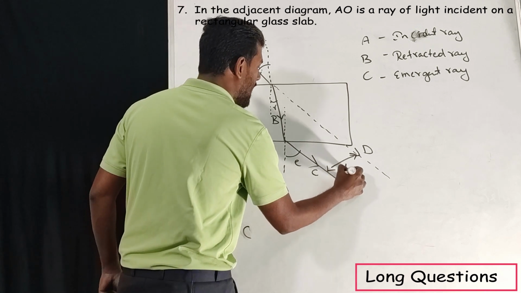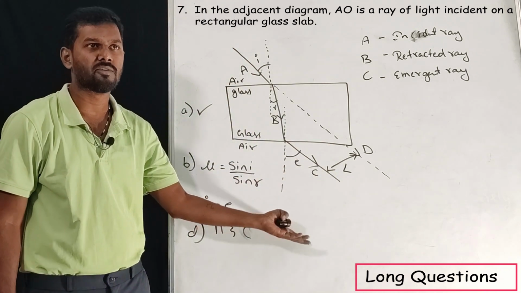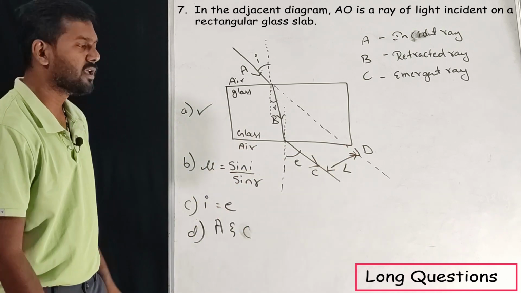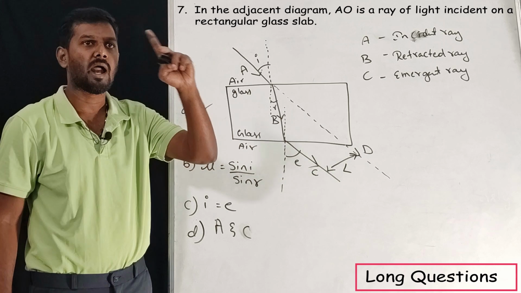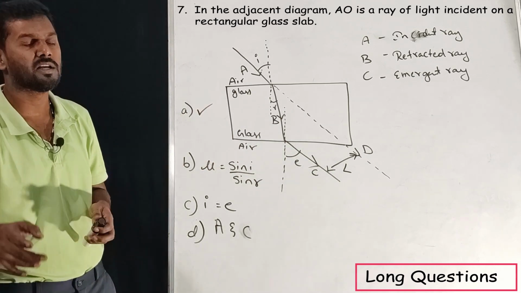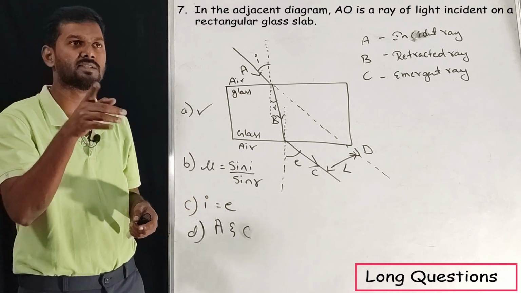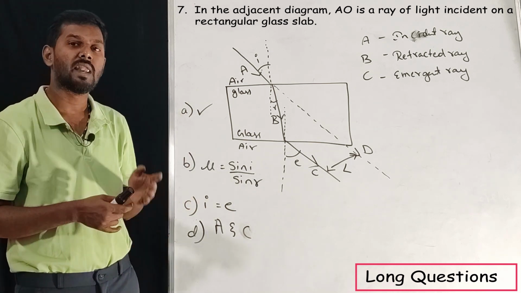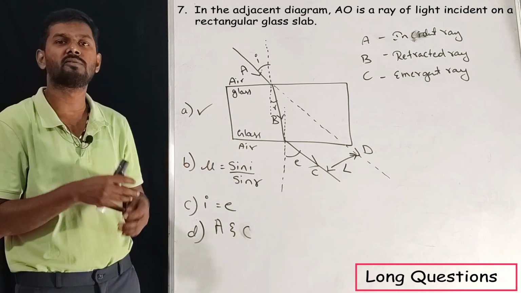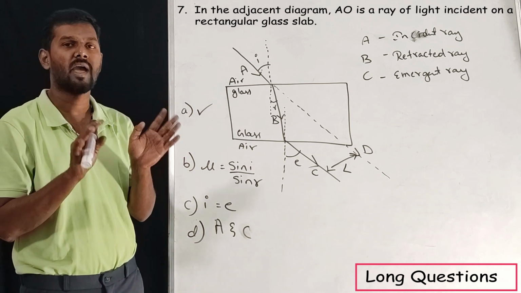This is called lateral displacement. They are not asking for the definition, they are just asking for this lateral displacement. So that is what we have done, and they are asking one more question in that. State one factor that affects the lateral displacement. The thickness of the glass. The thickness of the glass is the factor which affects lateral displacement. If the thickness is more, the lateral displacement will also be more. That's it. So these are the questions and we have answered everything.